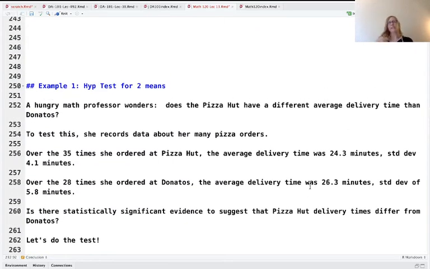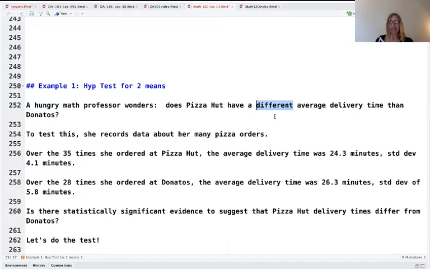How about this example? First example, it's a hypothesis test for two means. A hungry math professor wonders, does Pizza Hut have a different average delivery time than Donato's? We're ordering a pizza, hoping it gets here fast, and we're wondering if there's evidence of a difference in average delivery time between the two pizza chains.